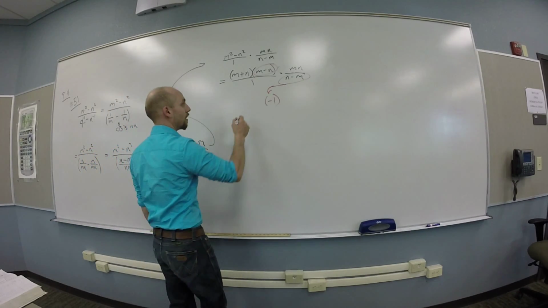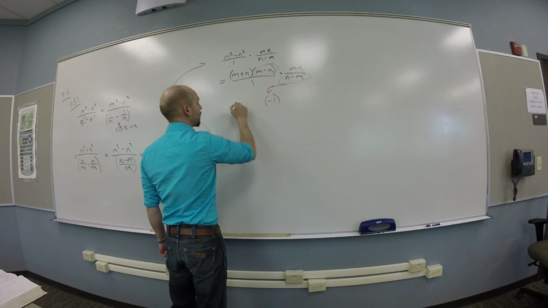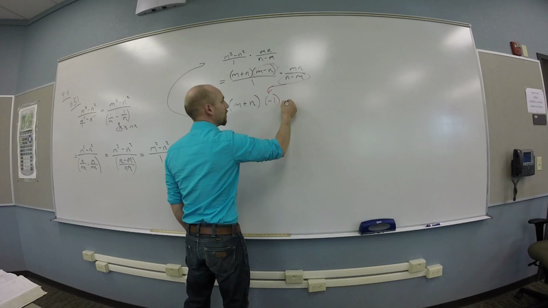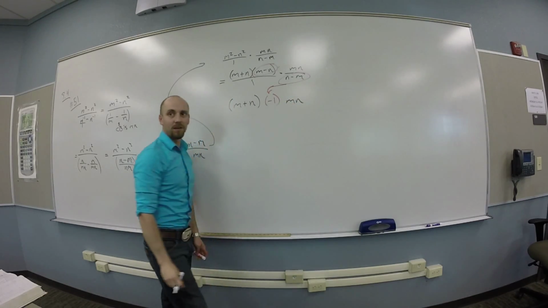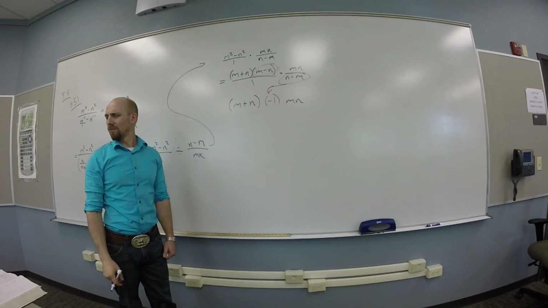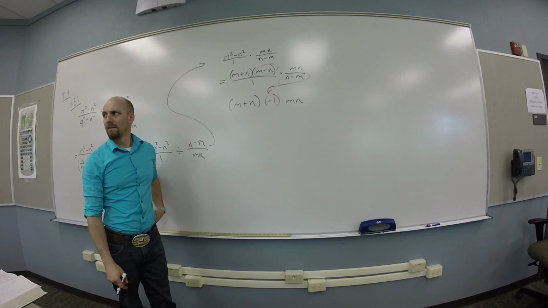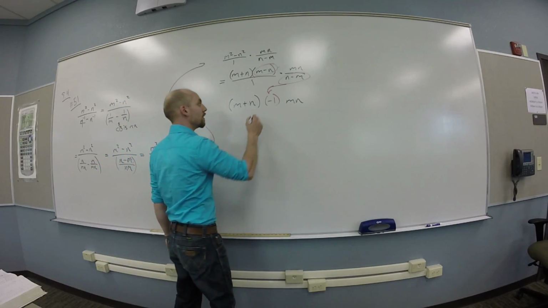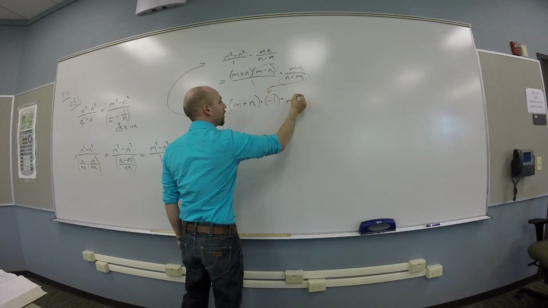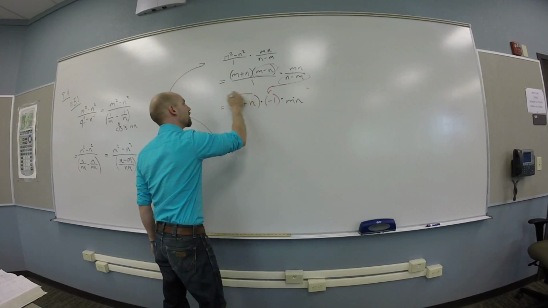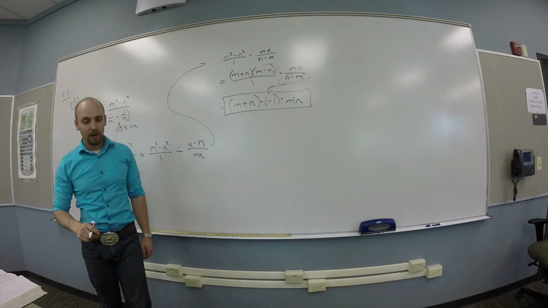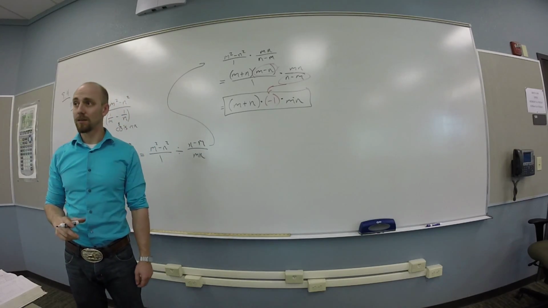Negative 1 times m plus n? Yeah, there's an m plus n, right? Then there's an mn. What's on the bottom? 1. Yeah, or nothing, right? You don't need to write the bottom. So in whatever order, you need these 4 things: an m plus n, a negative 1, and an m and an n.